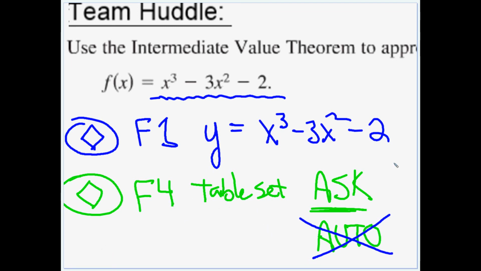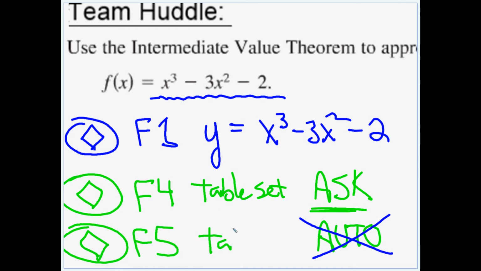So after we have green diamond F4, we'll hit green diamond F5, and that will take us to a table. And then we can start punching in numbers, 1, 2, 3, you know, negative 1, negative 2, negative 3, and we'll start looking for where we change from negative numbers to positive or positive to negative.